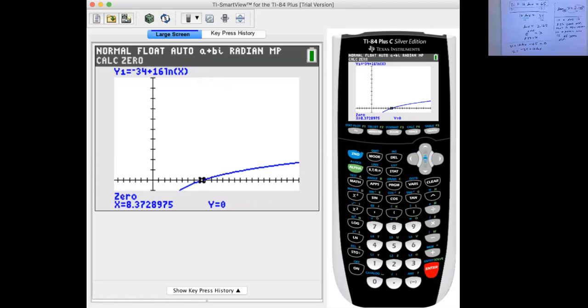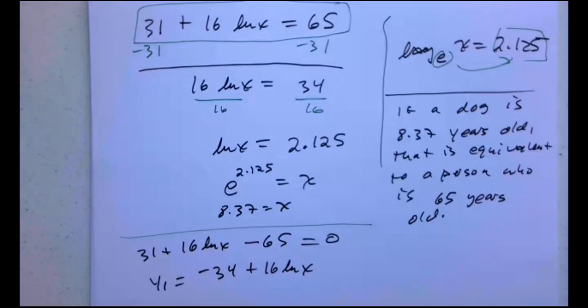So sure enough, we're able to also solve that on the graphing calculator. All right, so indeed, it checks. The dog is about 8.37 years old. That is equivalent to when a person is 65 years old.